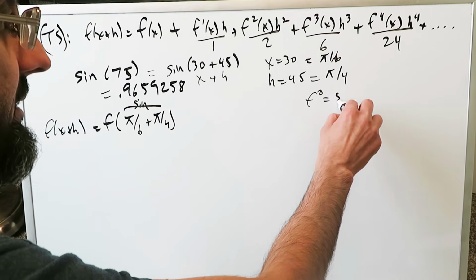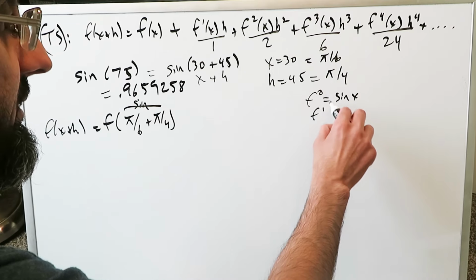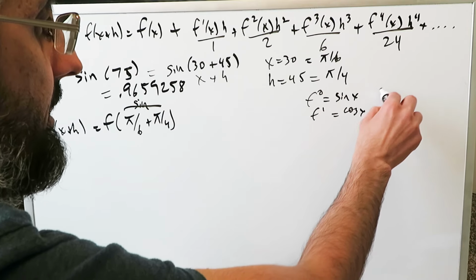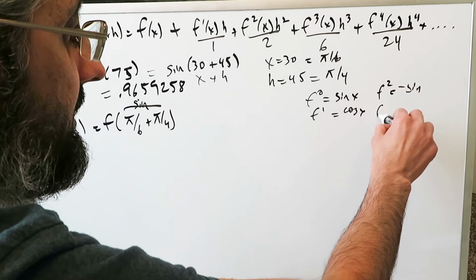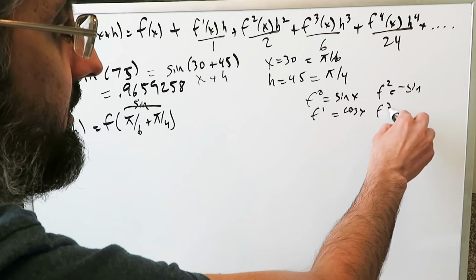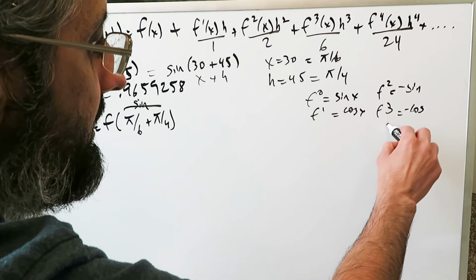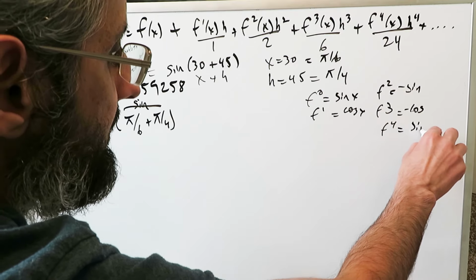The zeroth order sine is just a sine. The first order sine is a cosine. The second order sine is basically a minus sine. And I'm going up to the fourth. The third order is going to be a minus cosine, and the fourth order will be a positive sine.